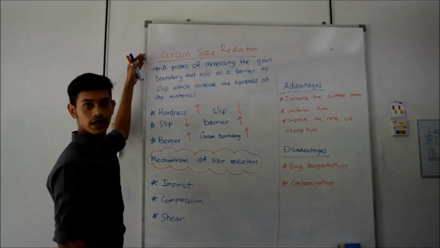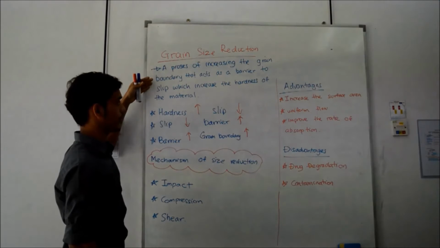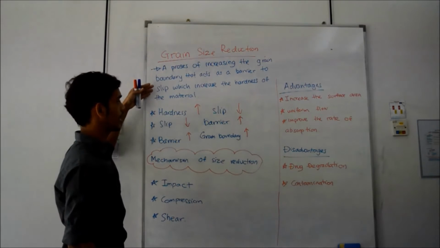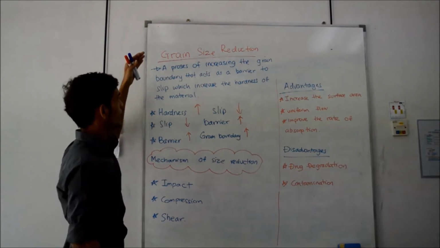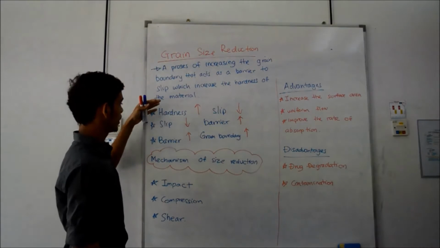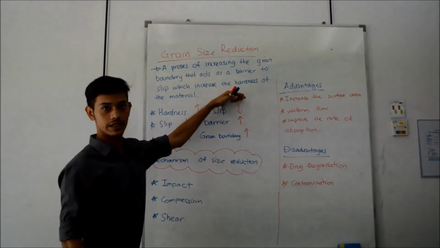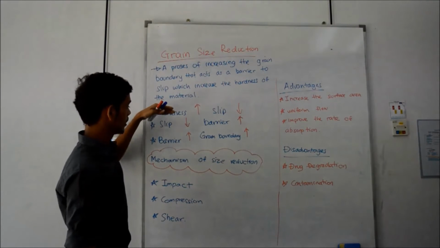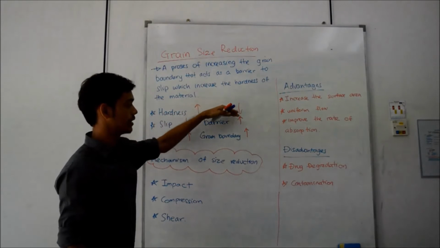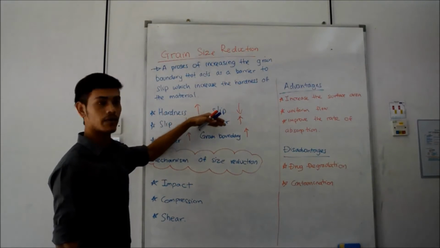What is grain size reduction? A process of increasing the grain boundary that acts as a barrier to a slip which increases the hardness of the material. When we look deep into what grain size reduction is, it shows that the hardness is increased if the slip is decreased, and the slip will decrease if the barrier is increased, and the barrier will increase if the grain boundary is increased.